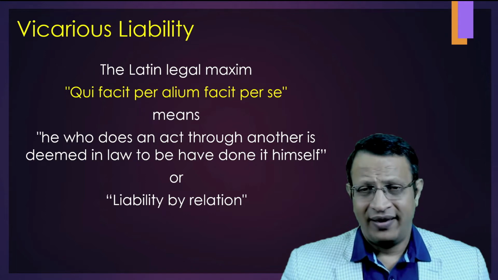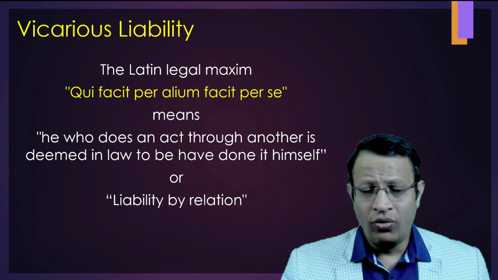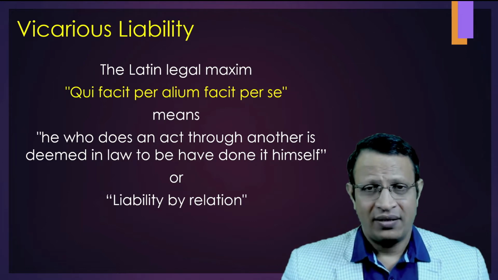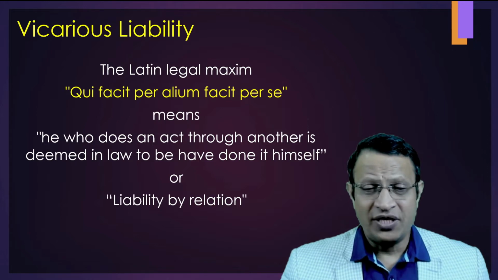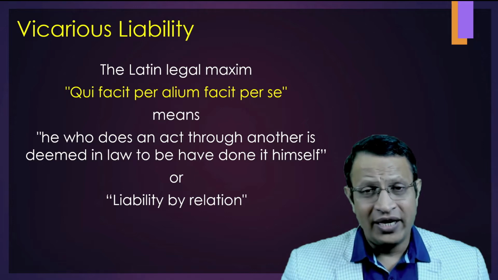Vicarious liability is a Latin legal maxim: Qui facit per alium facit per se. That means, he who does an act through another is deemed in law to have done it himself, or liability by relation.